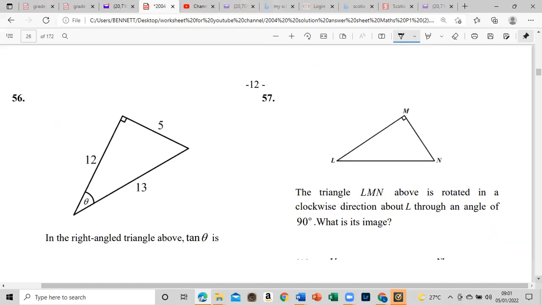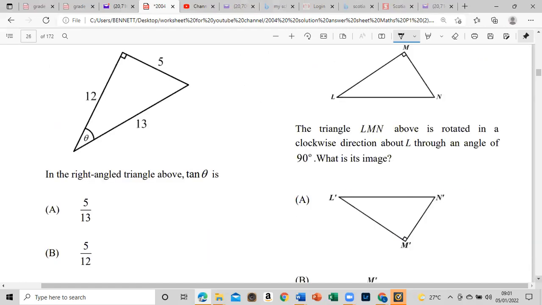Let's see. In the right angle triangle above, tan theta is tan. The tan is opposite over adjacent. So this is our opposite, right? So the hypotenuse. So that'll be 5 over 12. It's opposite over adjacent. So that'll be 5 over 12.